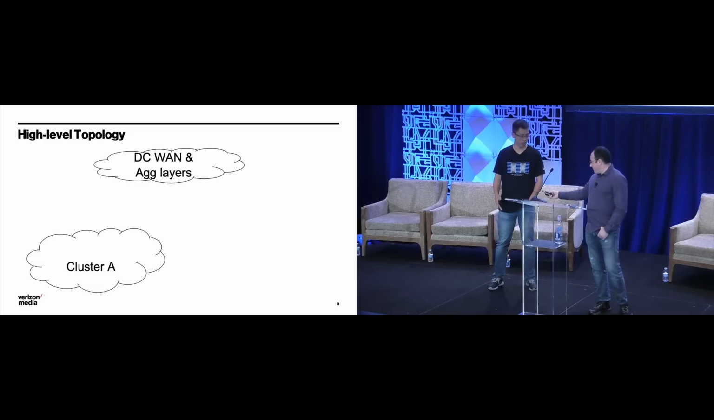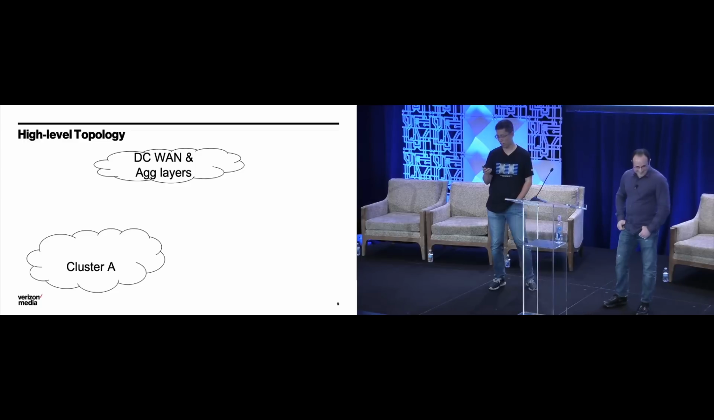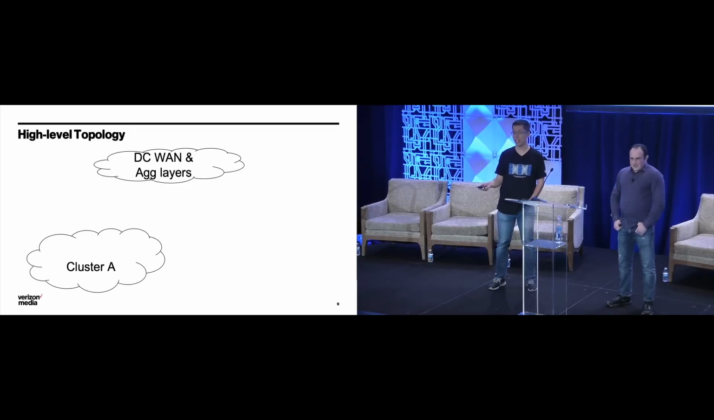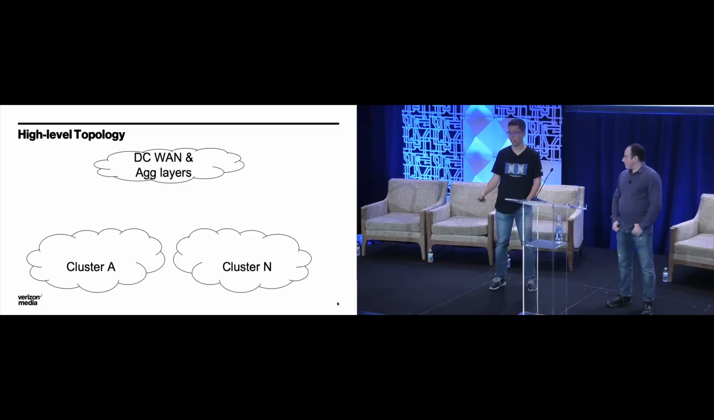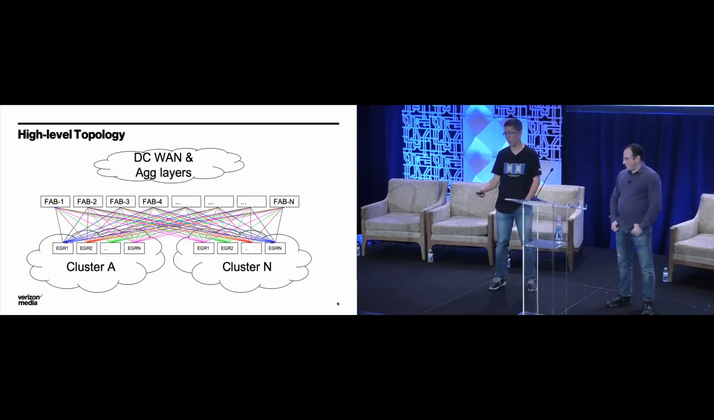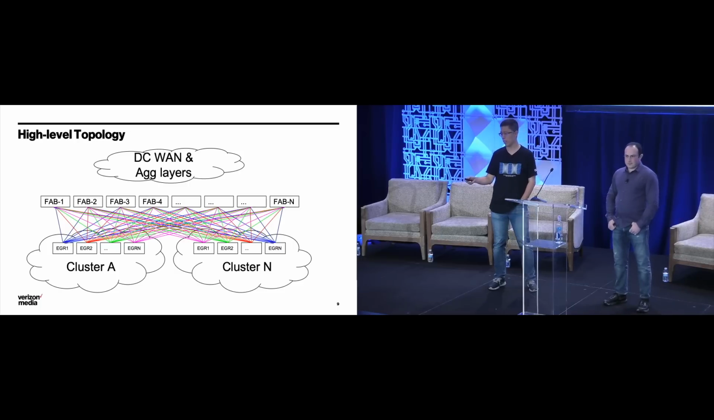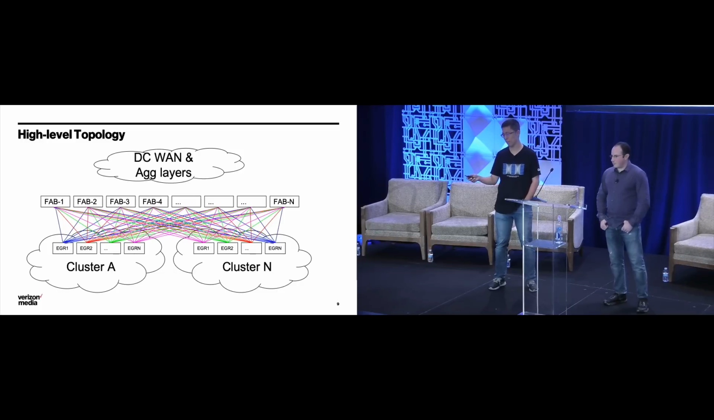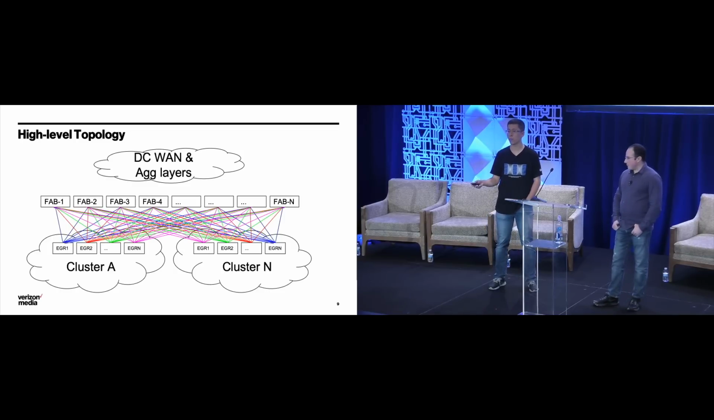So the high-level topology. On the top we have a DC WAN aggregation layer, and then underneath there we could have one or more clusters that are interconnected through a fab layer. The egress of each of the clusters is through a type of device we call egress routers, or EGRs. We are going to see that detail, but in any case, each cluster could have one or more, or the better case is four or more EGRs in each of the clusters, and then they are interconnected with the fab devices.